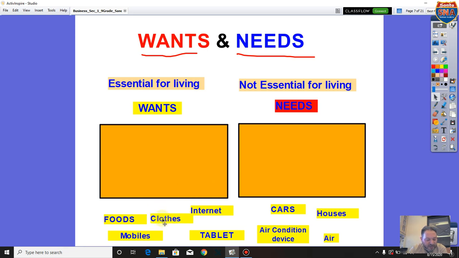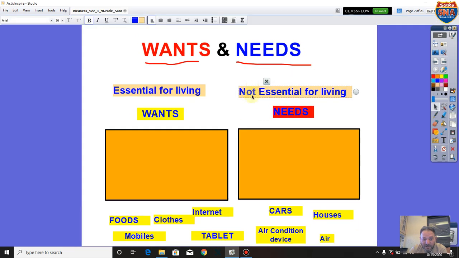So we say that a need is essential for living. A need is essential for living. So this is wrong. It's essential for living. I just want to test that you are with me or not. Again, a want is not essential for living.